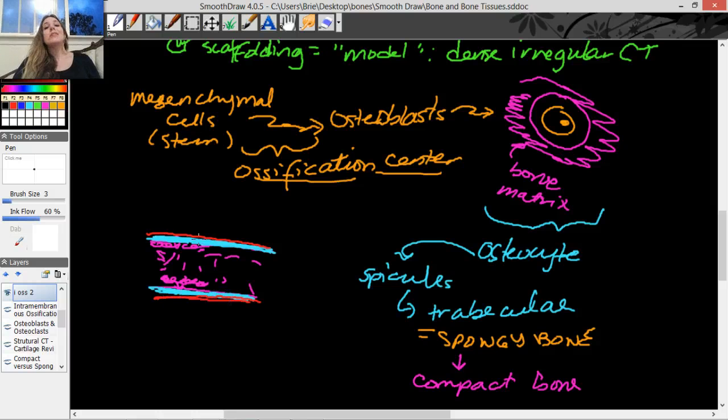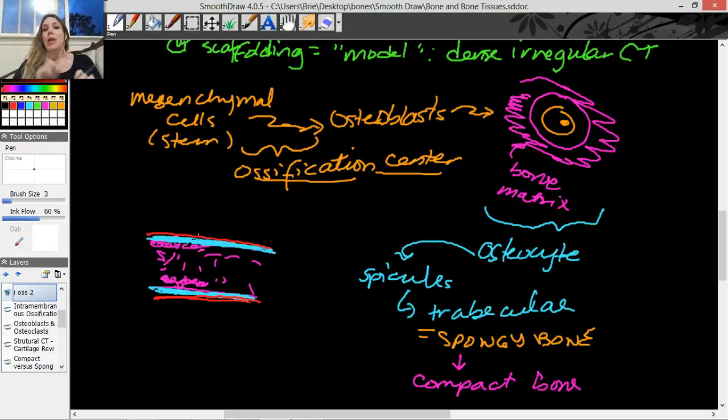So that, in a nutshell, is intramembranous ossification. Again, this occurs during embryonic development. It occurs at an ossification center where mesenchymal cells differentiate into osteoblasts, differentiate into osteocytes through the production of bone matrix, forming spongy bone, and eventually the periosteum with compact bone under it.